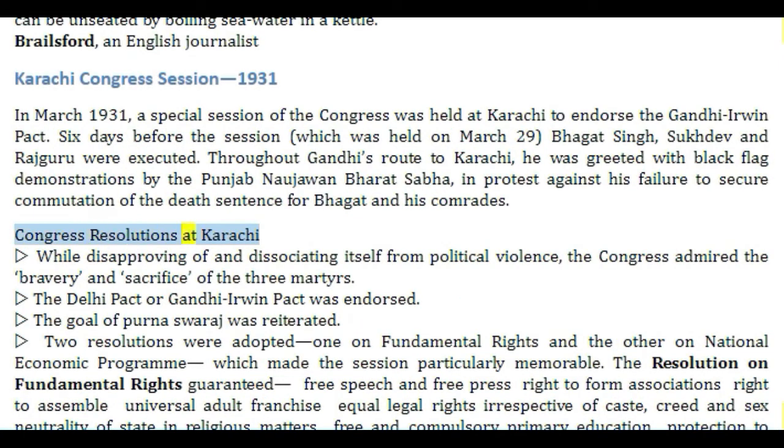Congress resolutions at Karachi. While disapproving of and dissociating itself from political violence, the Congress admired the bravery and sacrifice of the 3 martyrs. The Delhi Pact or Gandhian Pact was endorsed. The goal of Purna Swaraj was reiterated. 2 resolutions were adopted, one on fundamental rights and the other on national economic program, which made the session particularly memorable.